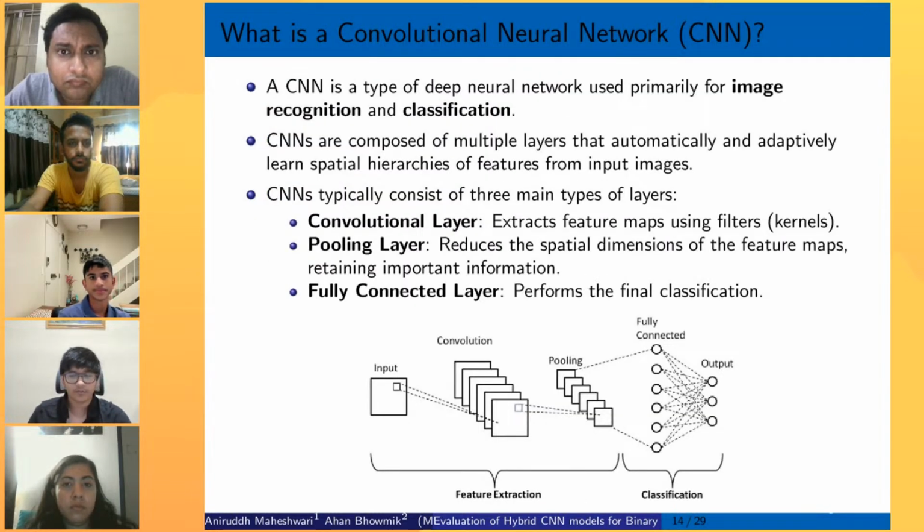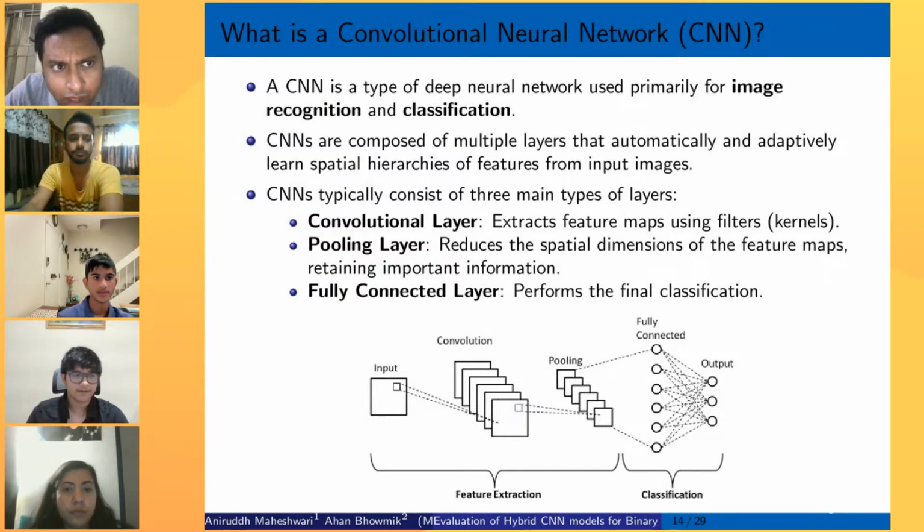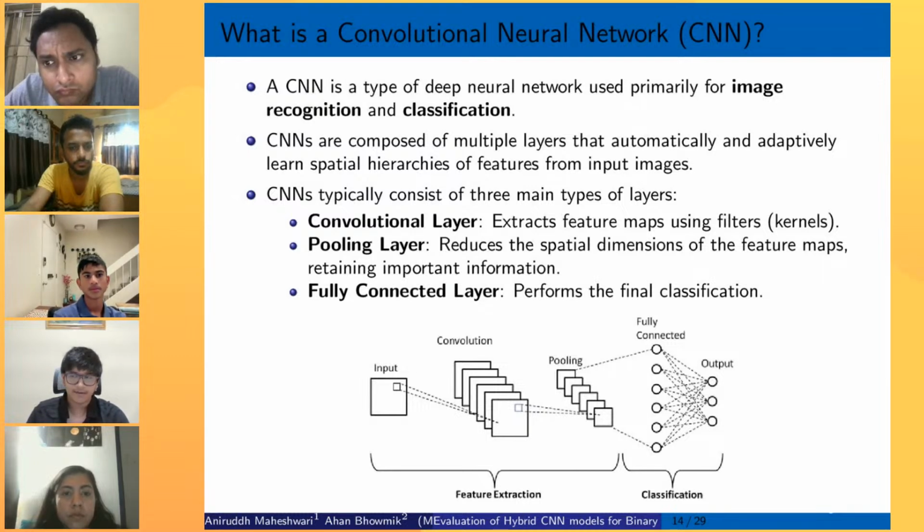Okay, so what we just looked at was the simplest form of a neural network, also known as the multi-layer perceptron. Now, many types of neural networks use that as their foundation, such as CNN, RNN, long short-term memory models, and so on.